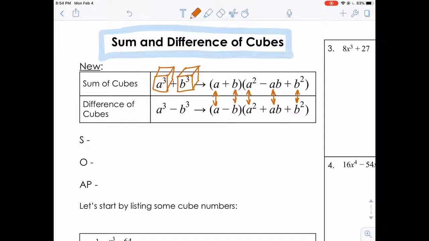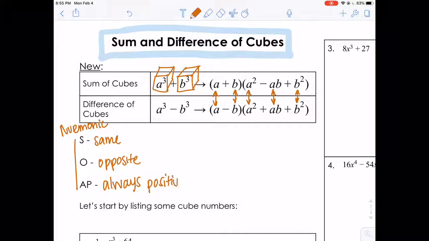And we came up with this like mnemonic. So a mnemonic is a way of remembering something, and the mnemonic is SOAP. So it stands for same, opposite, always positive. So it's a way to remember the signs and what order they go in. So if I look here, if I'm doing an addition problem, then the first sign is the same. The second one is the opposite, and the third one is always positive. So we could see if it's positive, then we want to do positive, same, opposite, negative, and then always positive.